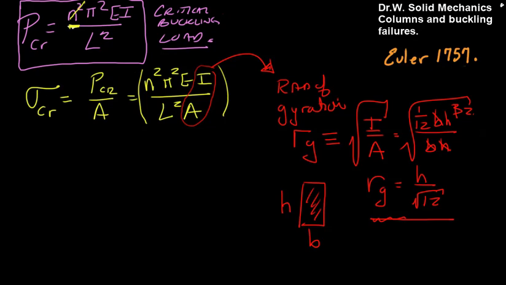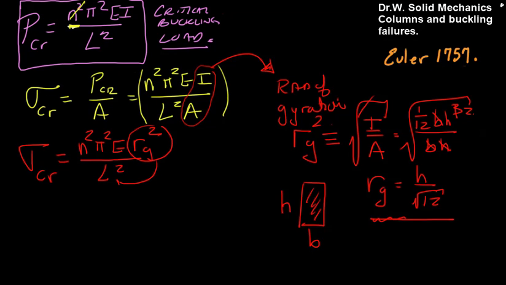If we substitute that into here, we would get stress critical is n squared pi squared E r g over L squared, and this is now squared too. Bring the square root to here. And we could take this and bring it down underneath, so all the geometric terms are together. And if we do that, we'll get stress critical is n squared pi squared E on L over r g squared.